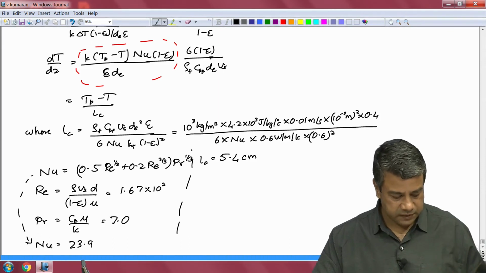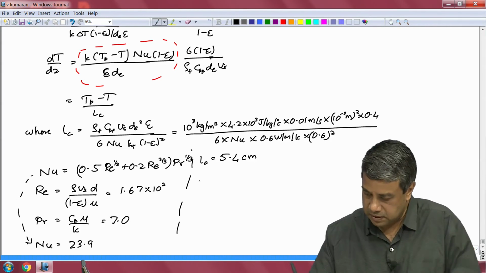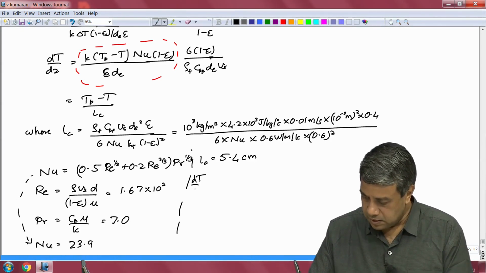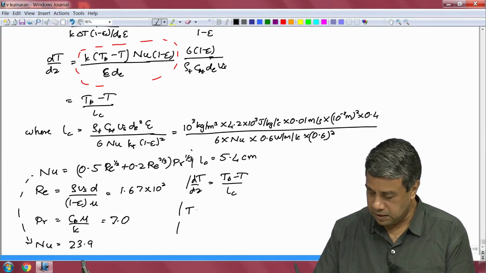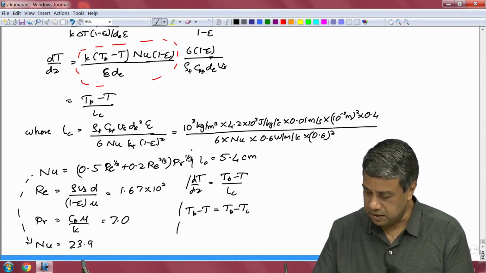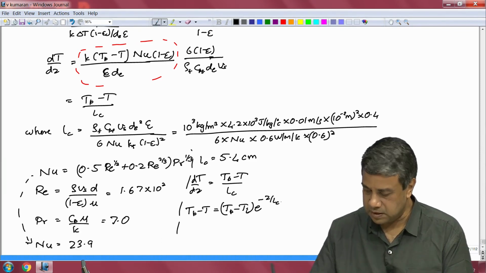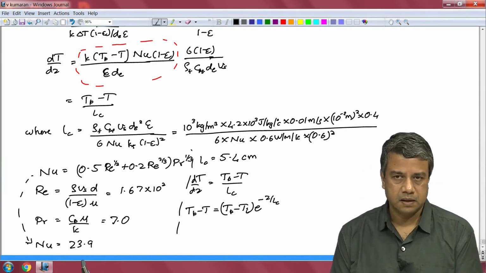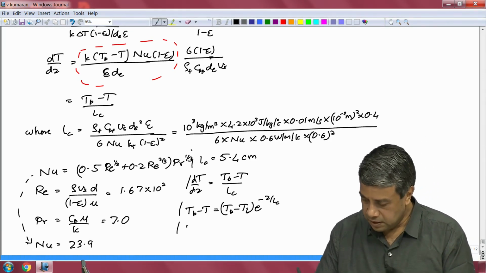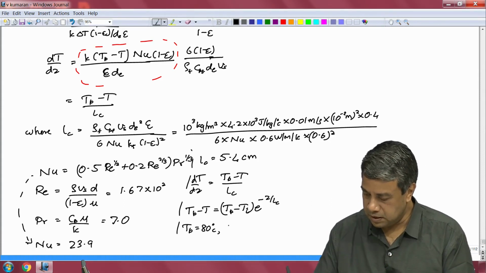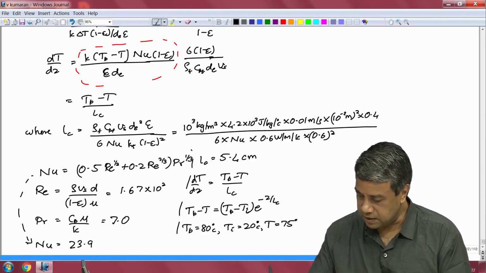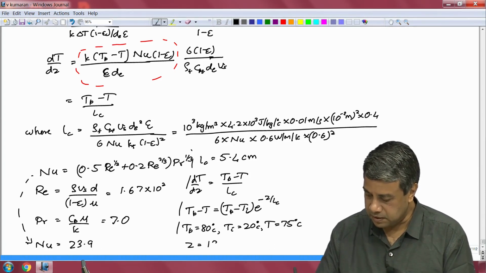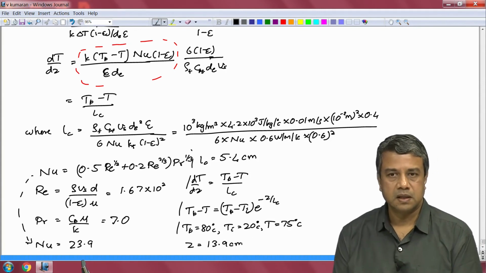And once I have the expression for the characteristic length, I can put that into this equation, which is equal to Tp minus T by Lc. And therefore, Tp minus T is equal to Tp minus T inlet, e power minus Z by Lc, is the solution of this differential equation. And if I substitute Tp equal to 80 degrees centigrade, initial temperature equal to 20 degrees centigrade, and the outlet temperature equal to 75 degrees centigrade, I get the total Z is approximately 13.9 centimeters. You can do that calculation to get the total length.